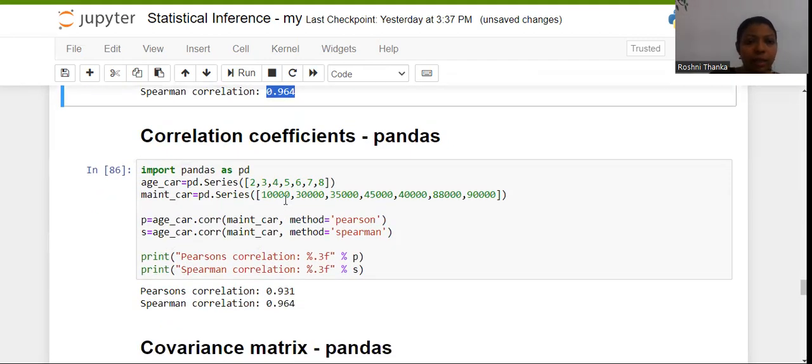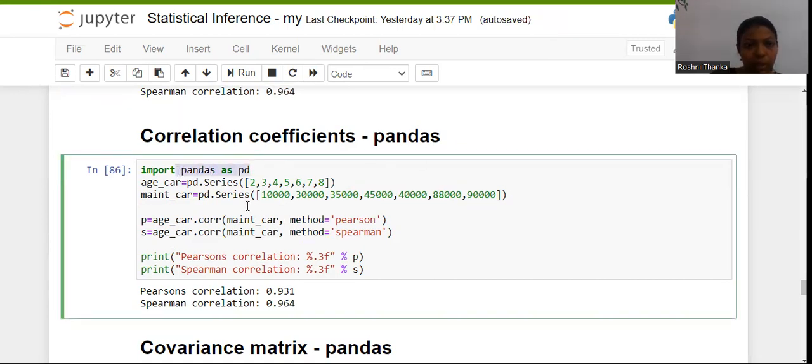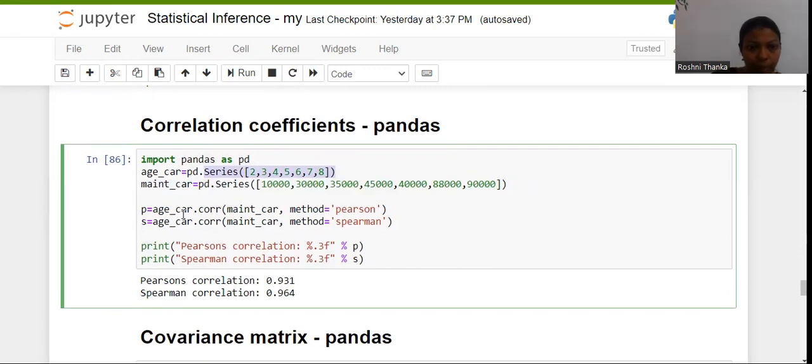The next thing is we are going to find the same correlation using the Pandas library. For that we are using Pandas and again these two variables, given as a Pandas series. And then using the correlation function available in Pandas. So first I'm taking the age of the car correlated with the maintenance of the car using the method Pearson. So this is just with the help of the Pandas library.